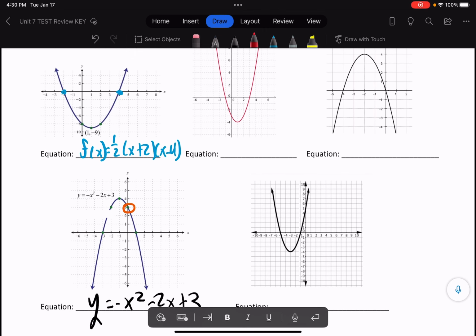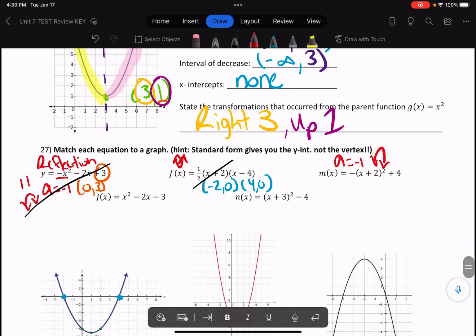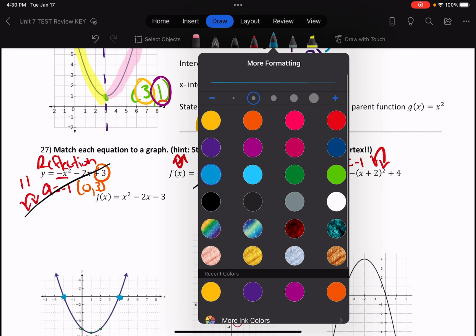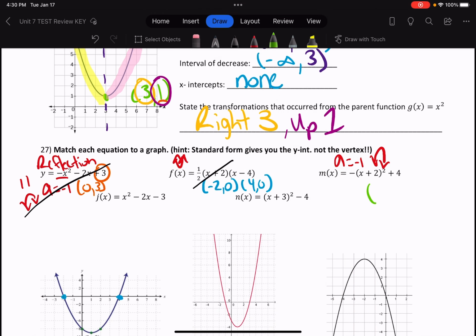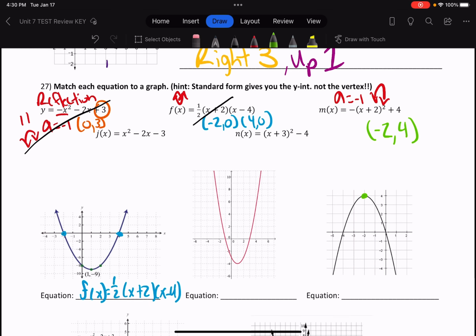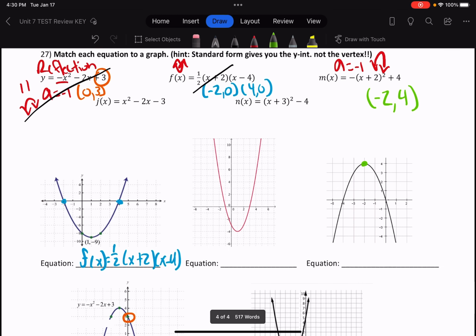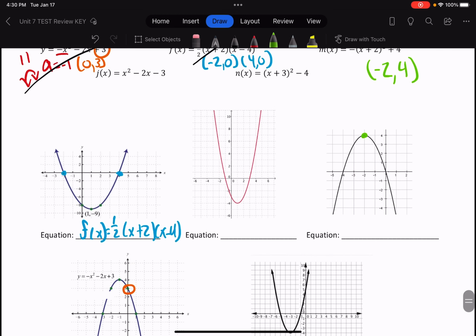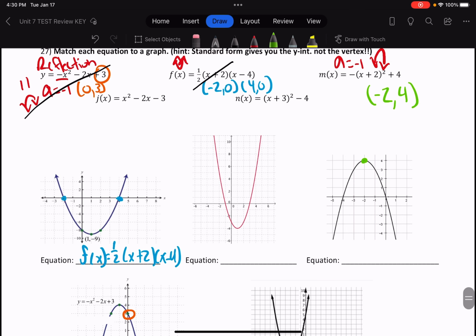So there's only one other one that faces downwards, but let's just go ahead and check that vertex since it's given to us in vertex form. So it should have a vertex at -2, +4, which it does. So I can write in the equation. My equation's got a little messed up there, but that's okay. M of x is equal to -(x plus 2) squared plus 4.